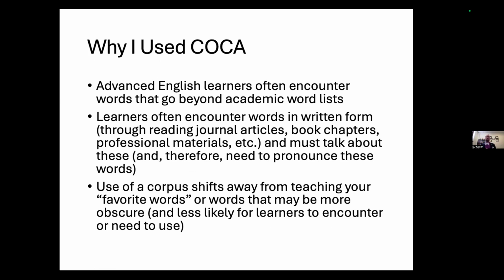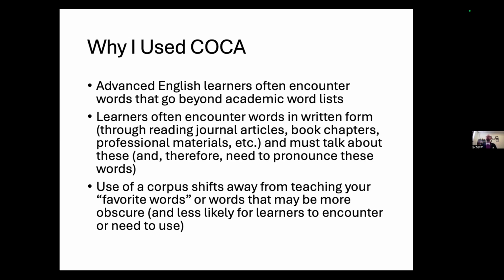The issue is, well, this was a lot easier to use and I was going to get more words. And in my experience, especially when I was teaching at Washington University, I was working with medical researchers, PhD candidates, and they would come in with articles with words that they had to pronounce because they had to teach a class or give a presentation. So a lot of our learners are encountering these words through reading, but then they have to talk about it.